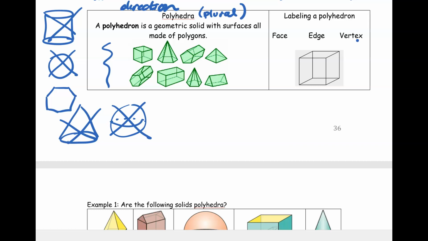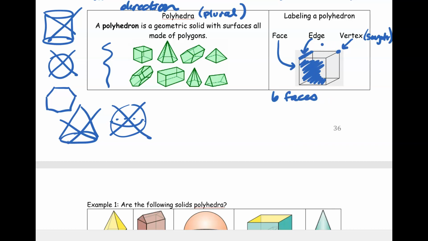So vertex is the point where two line segments meet. So this is singular. And then vertices would be plural. So if you want to refer to more than one, you say how many vertices does this have? So there's a vertex. An edge would be the line segment where two sides meet, and then a face would just be the entire side. So in this figure, there are 6 faces.